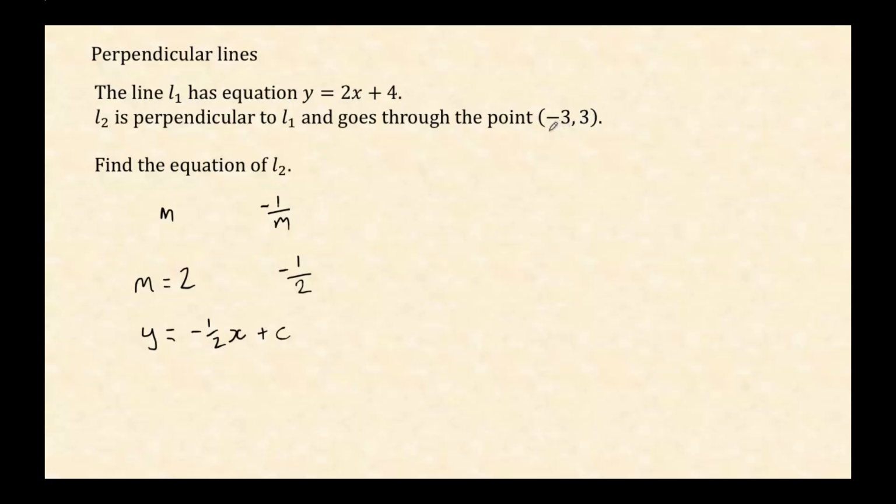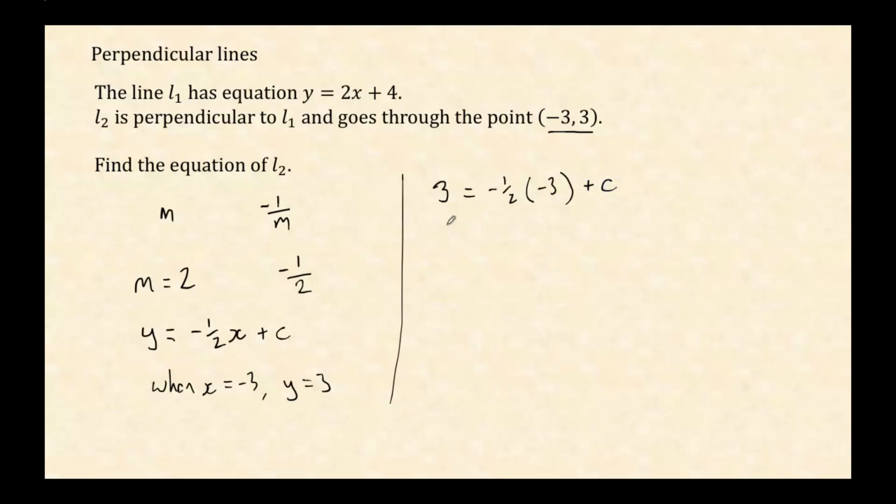We can do that by using the coordinates given to us here, because we know that when x is negative 3, y is 3. So let's substitute those values into this equation. So when y is 3, we know that x is negative 3. And then our job is to work out what this plus c is.